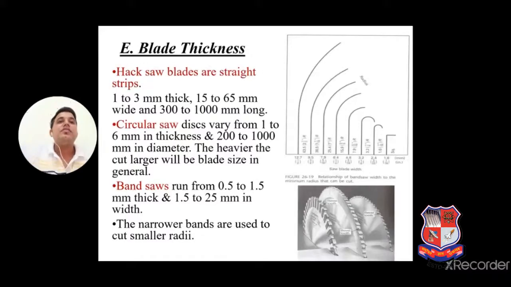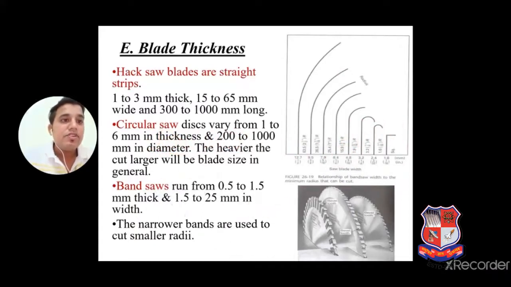Okay, so another is the blade thickness. Now you can observe the different blade thicknesses. As we saw, there are 3 blades: the first one is the hacksaw blade, the second is the circular saw, and the third is the band saw. The hacksaw blades are straight strips, as we learned in the previous slide, about 1 to 3 mm thick, 15 to 65 mm wide, and 300 to 1000 mm long. You can observe here the saw blade widths with different ratios. These are the standard formations, and somewhere there is a square as well.